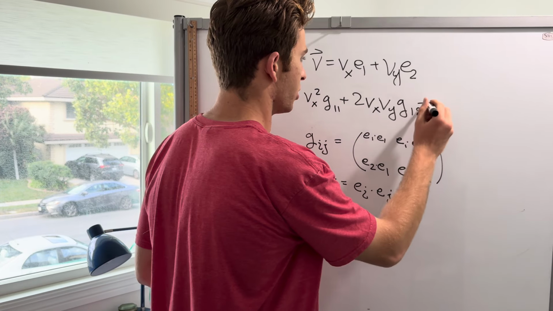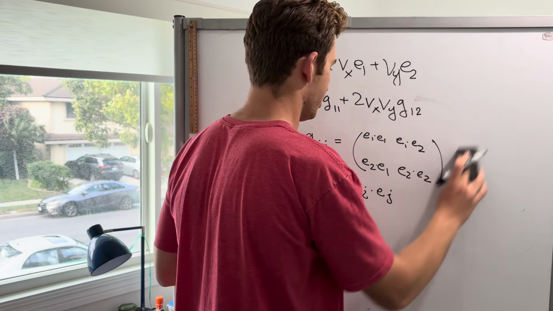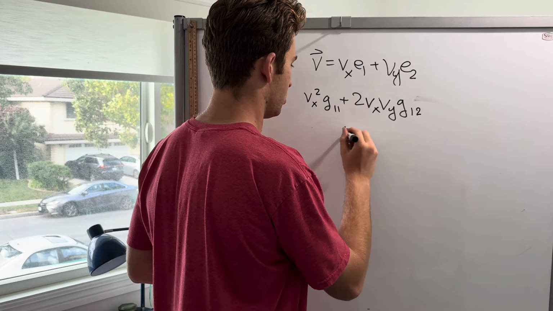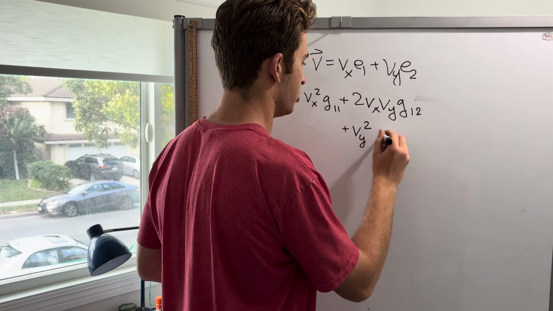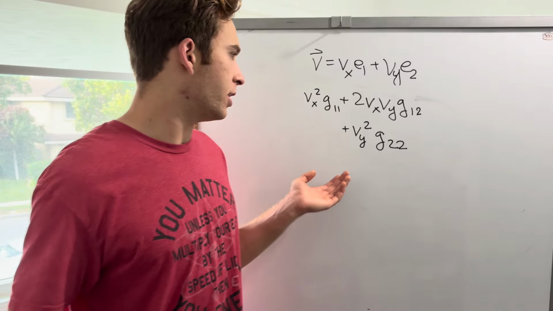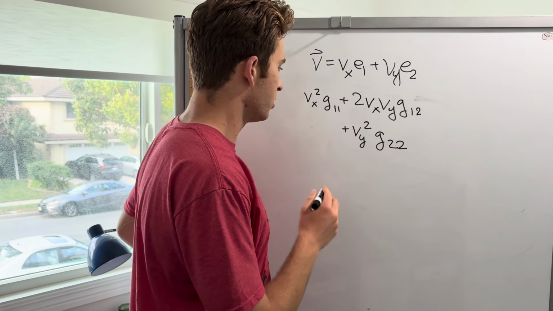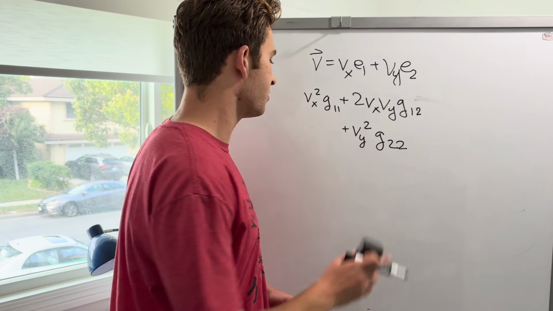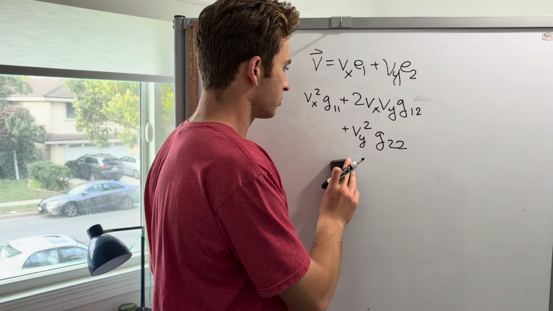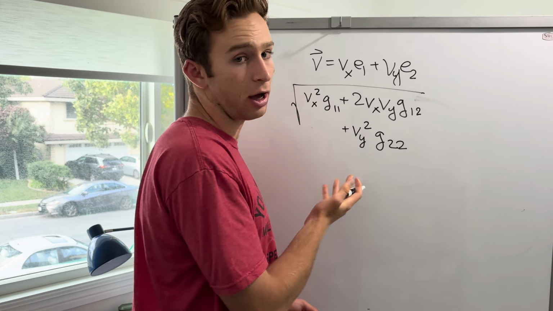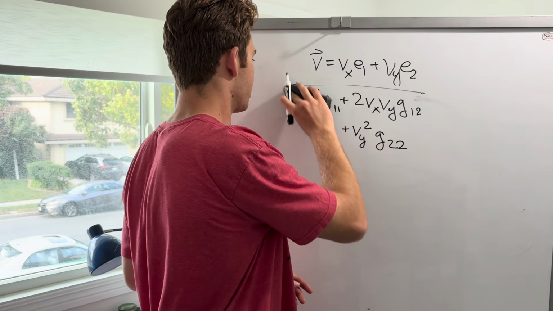And then you have your third term, which, and I'll write it down here, is vy squared G22. And this is actually the formula right here. This is the length squared. And so if you wanted to find the length of a vector, you would just take the square root of this whole value right here, and you get your length.